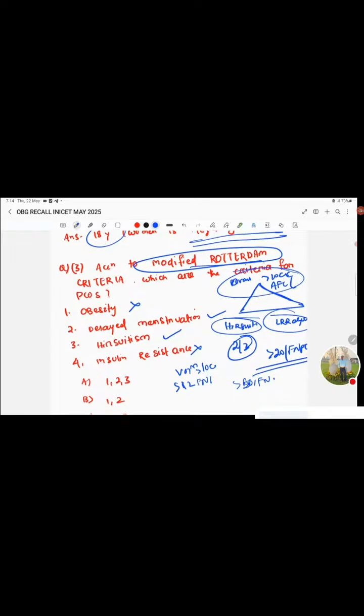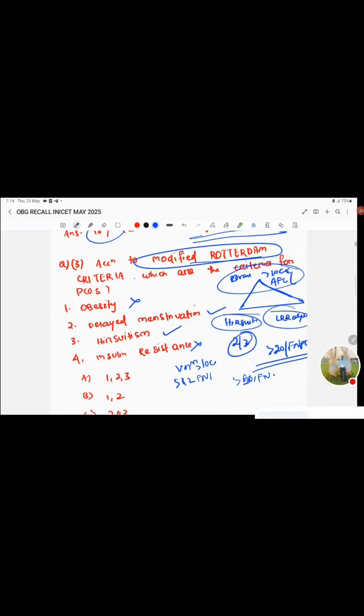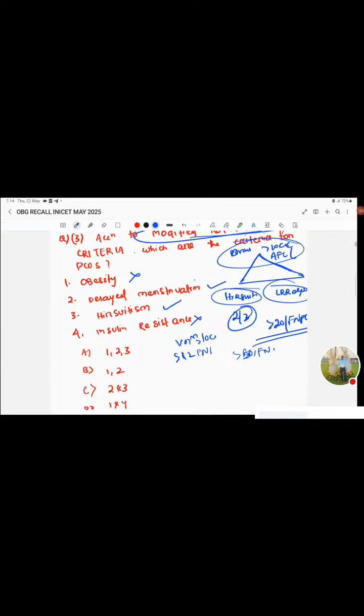So here obesity is not included in that criteria, but obesity is usually associated with PCOS and insulin resistance is usually associated, so don't get confused. So the answer will be 2 and 3. So here the option is C.